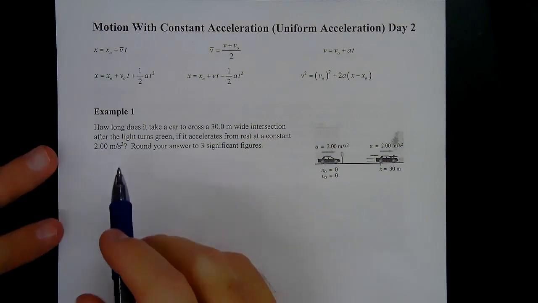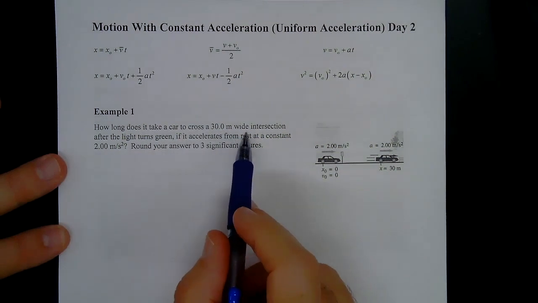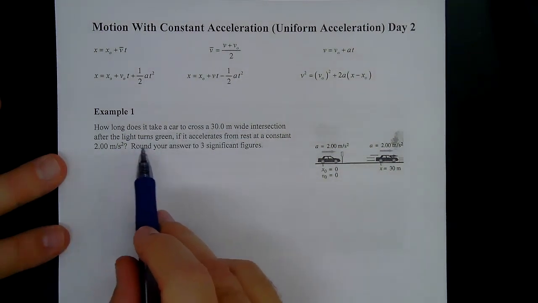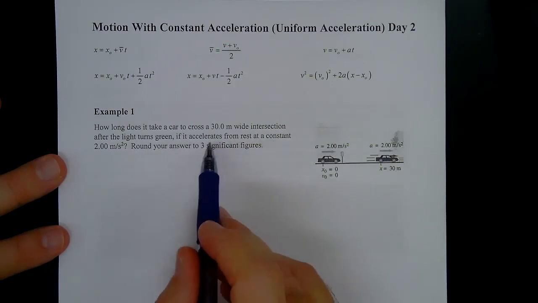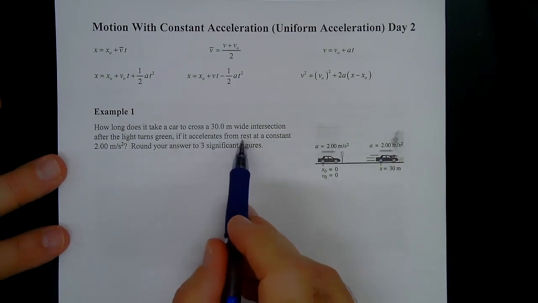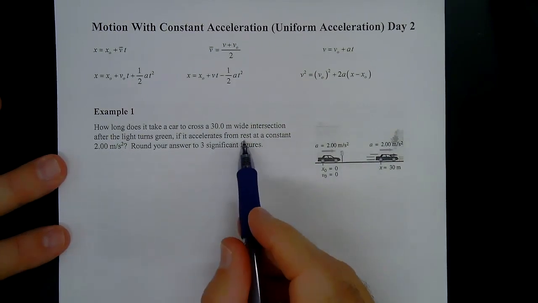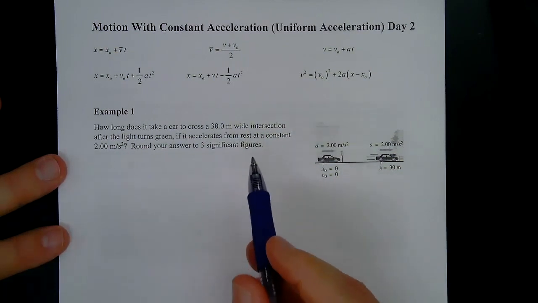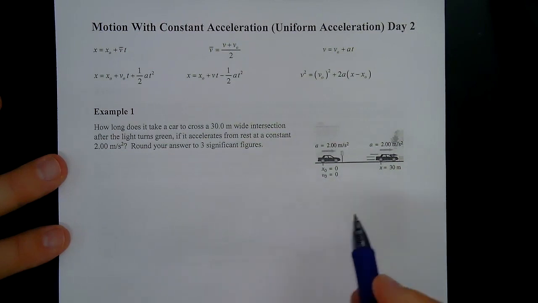So how long does it take a car to cross a 30.0 meter wide intersection after the light turns green, if it accelerates from rest at a constant acceleration? Accelerates from rest. Now rest means it was stopped, so that would mean V sub zero would have to be zero.